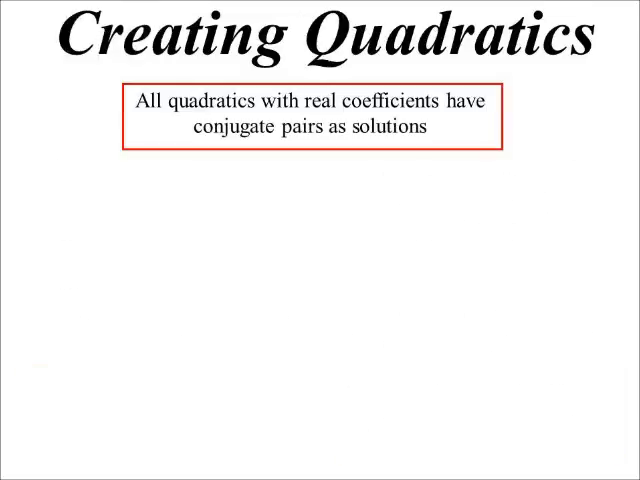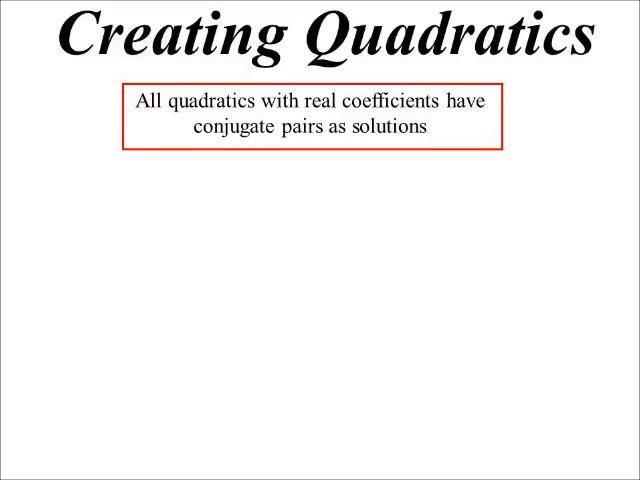So creating quadratic equations. All quadratics that have real coefficients. So if you've got a quadratic equation and it's got real coefficients, it will have conjugate pairs as its solutions. Because if you think about the quadratic formula, you're always going to have plus or minus the square root, so the imaginary part. So you'll always end up with conjugate pairs.